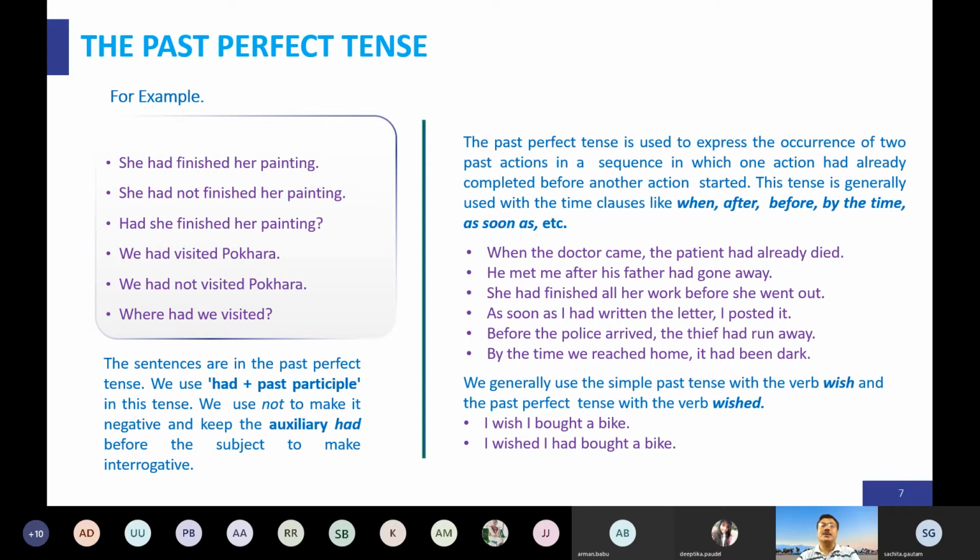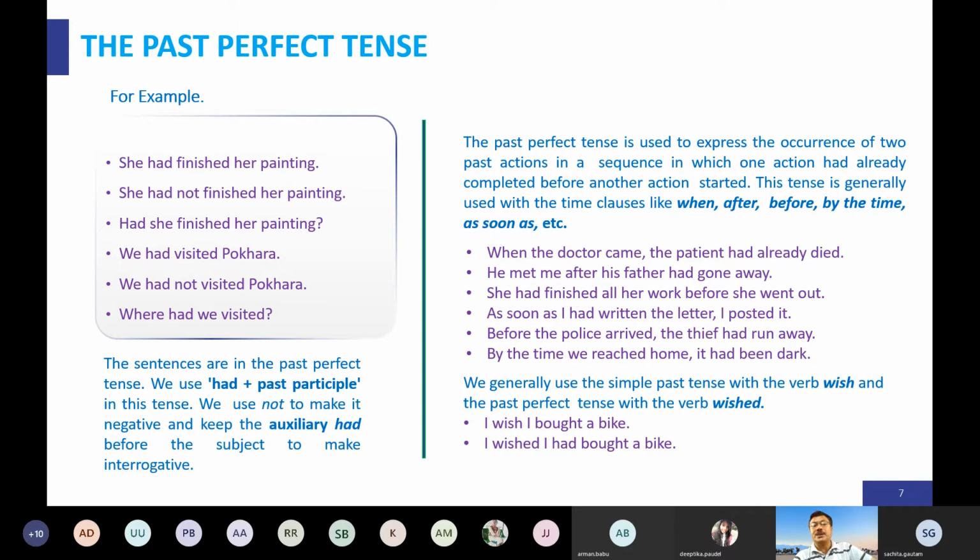Then after only the doctor came. That's why when the doctor came, another action started. But before that, the action completed. The patient had already died. Had already died. In this case, we use past perfect. The doctor came is the past time, and before that the action completed. Died. Had died.